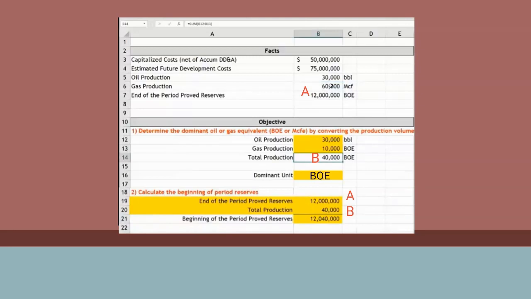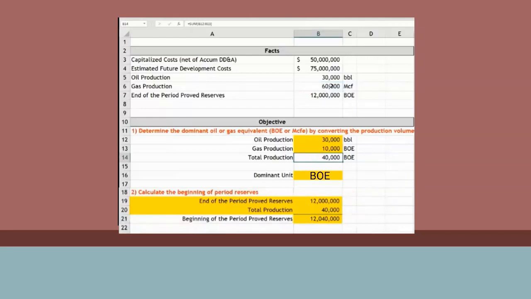Let's grab those from above. We've got 12 million BOE at the end of the period. How many did they produce? They produced 40,000, which gives us a total at the beginning of the period of 12,040,000 BOE.